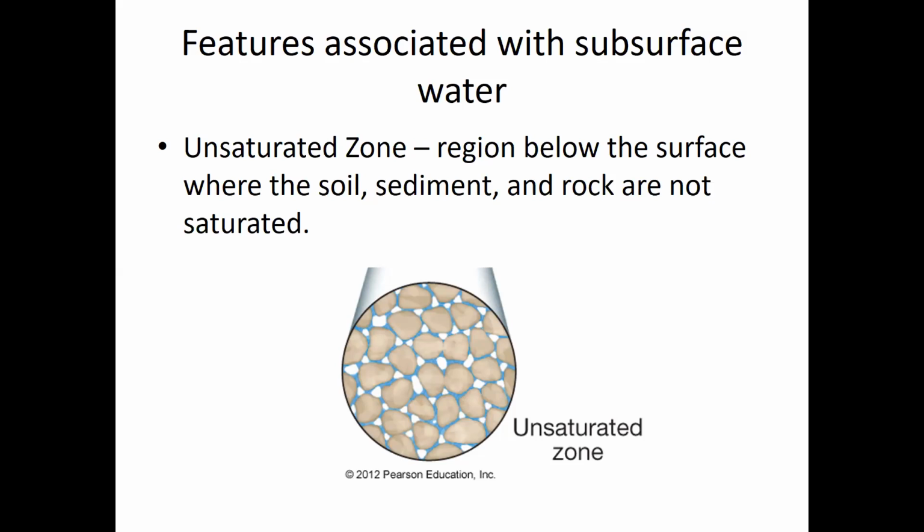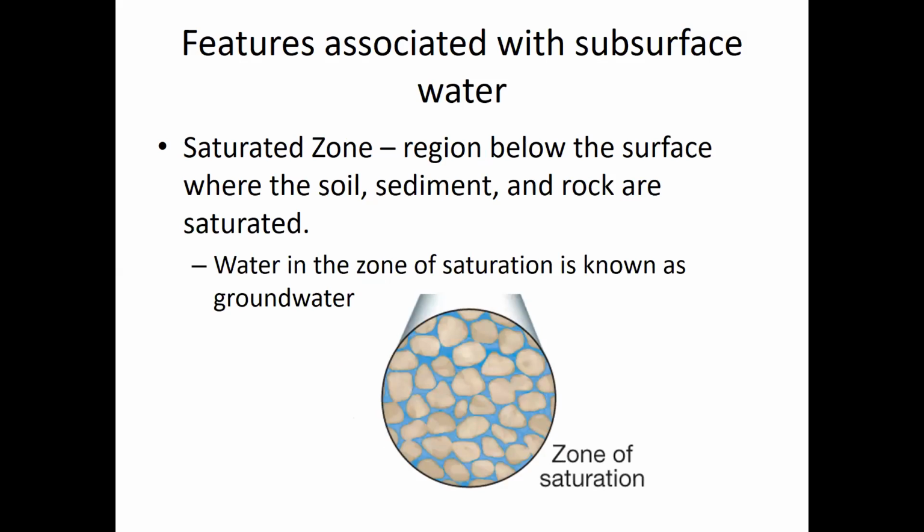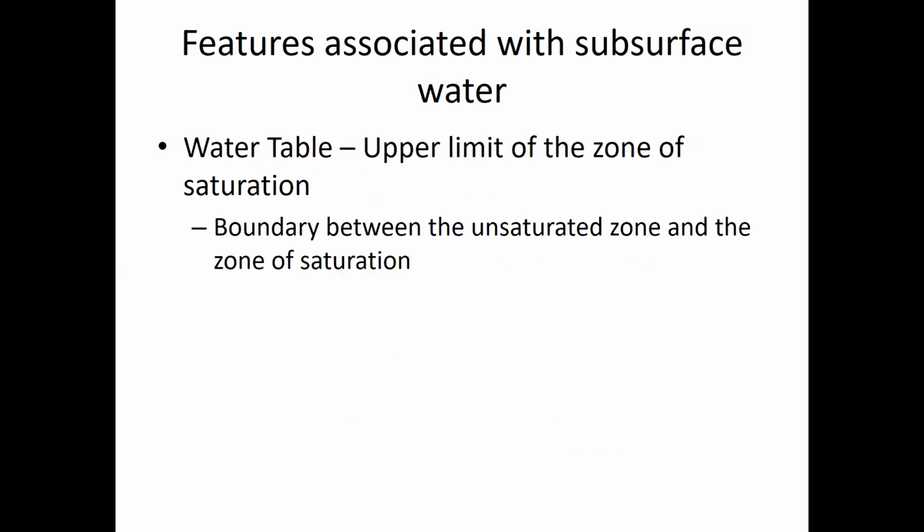If you go deeper, however, you reach the saturated zone. This is the region below the surface where the soil, sediment, and rock, all the pore space is completely saturated, completely filled with water. And it's this water in the zone of saturation that's known as groundwater. Now, this is the water that can flow beneath the surface and that can be extracted from the surface. The water table, which you may have heard of before, is basically the upper limit of the zone of saturation. It is the boundary between the unsaturated zone and the zone of saturation, which is below the unsaturated zone.